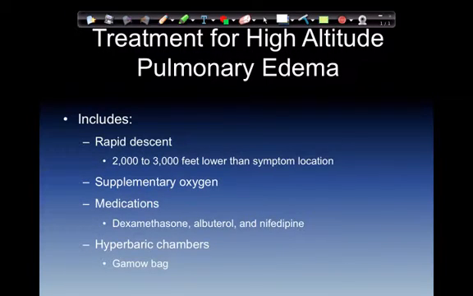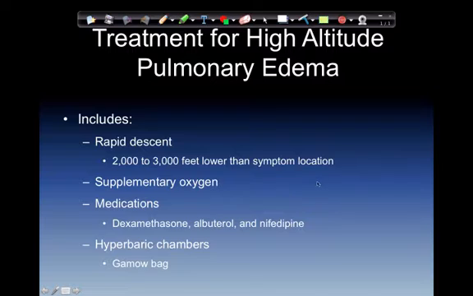Treatment for high-altitude pulmonary edema: rapid descent, 2 to 3,000 foot lower than symptom location. Supplemental oxygen. Combination of supplemental oxygen and descent effectively raises the PO2 and rapidly reduces the symptoms that are seen. Medications would be things like dexamethasone, albuterol, and nifedipine.